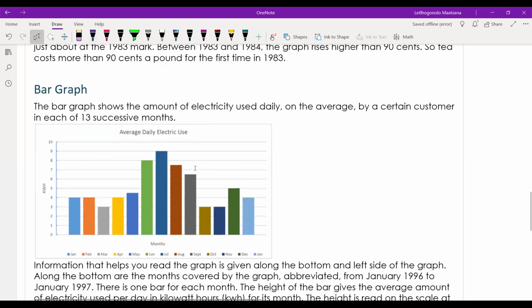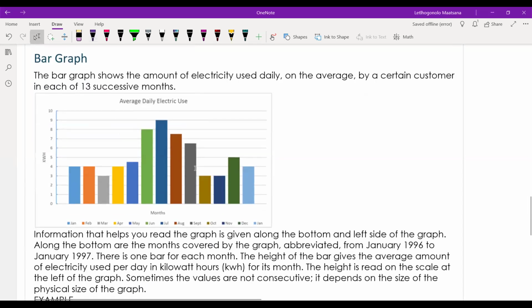Let's take a look at an example of a bar graph. The bar graph shows the amount of electricity used daily on the average by a certain customer in each of the 13 successive months. So this is how much the person used in January, this is February, March, and we're just looking at their average daily electric use.